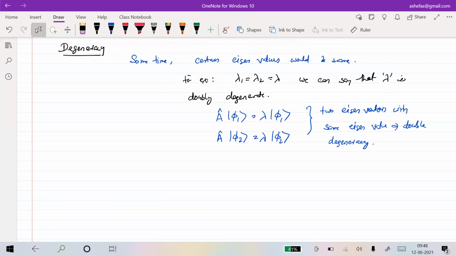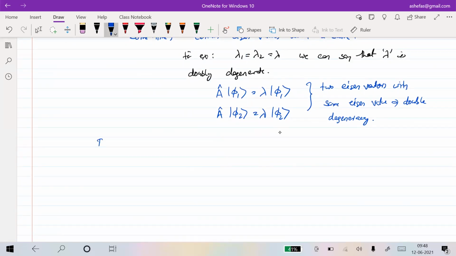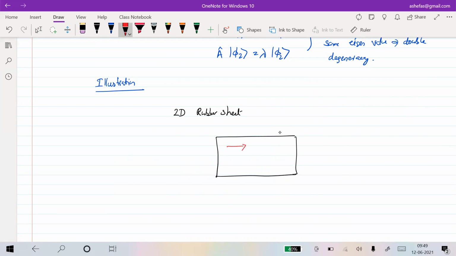Now we can have an illustration to get an idea about these eigenvectors. Consider a simple example. This illustration is meant to visualize what is meant by the eigenvectors and eigenvalues of an operator. Consider a two-dimensional rubber sheet, a rectangular kind of rubber sheet. Now you can draw any number of vectors here.